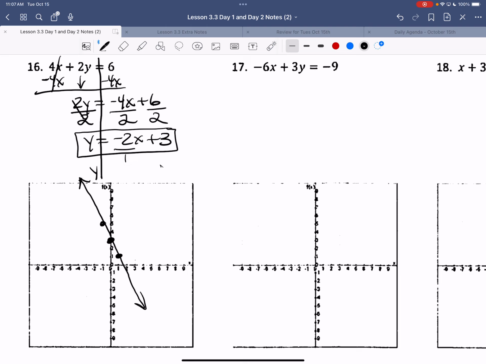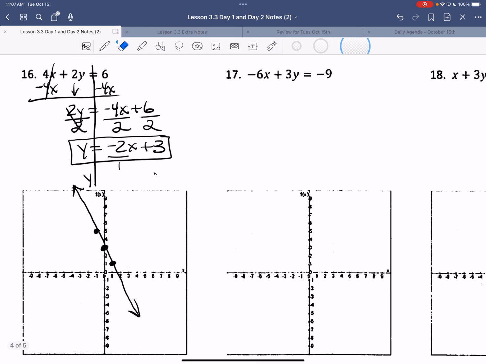Okay, so for those of you that have been good at solving for y, this should be very straightforward. For those that were struggling with it before, we have to get better at it. Okay, I'll do 17, I'll let you guys try one. So once again, we want just y.